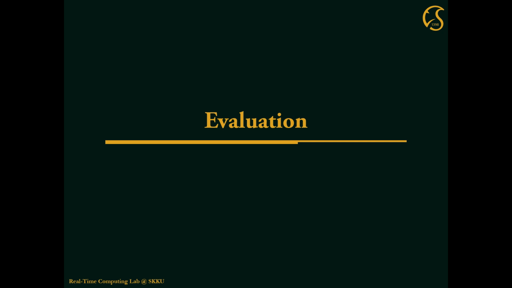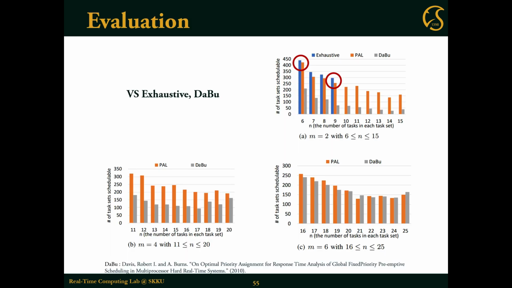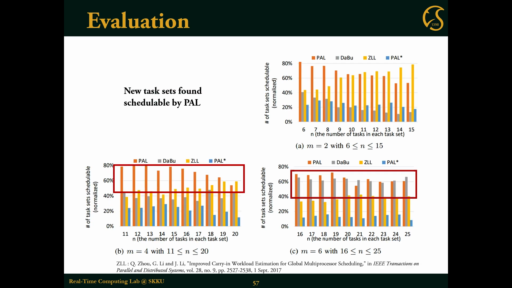We will now move on to the evaluation. We have evaluated our PAL framework with exhaustive search and DABU. We can see that PAL finds more than 85% of existing schedulable prior assignments when the number of processors and number of task sets are low. Even when the number of processors and tasks increase, it does not lack performance compared to DABU, which is known to have one of the highest performances in this area. We also can see that unlike other methods like ZLL and DABU, PAL shows consistent performance.